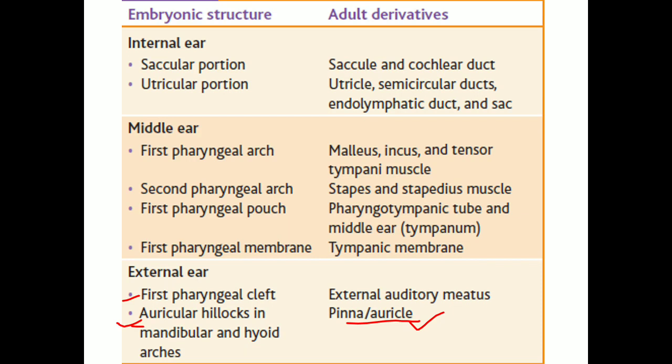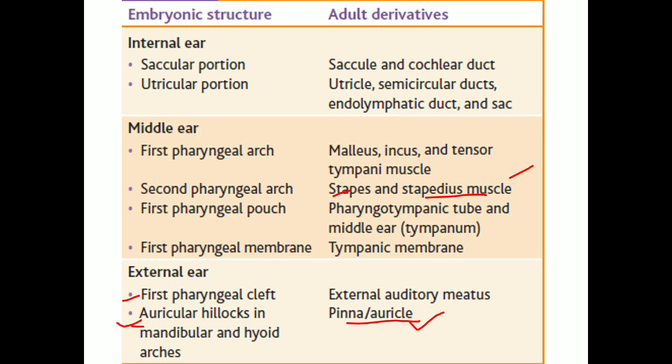Now the cartilage of the second arch is Reichert's cartilage, and it will form the stapes, and the mesoderm of the second pharyngeal arch will form the stapedius muscle. The nerve supply of the second arch is the facial nerve, so the stapedius muscle is supplied by the facial nerve.